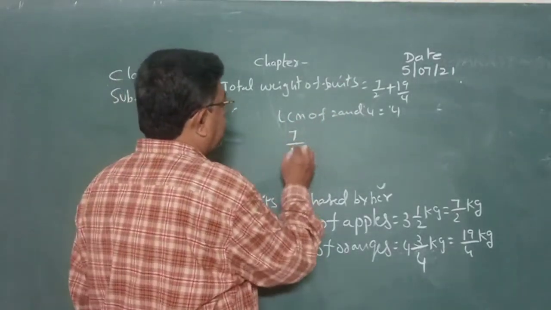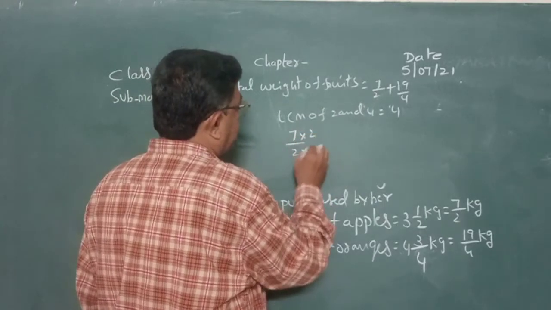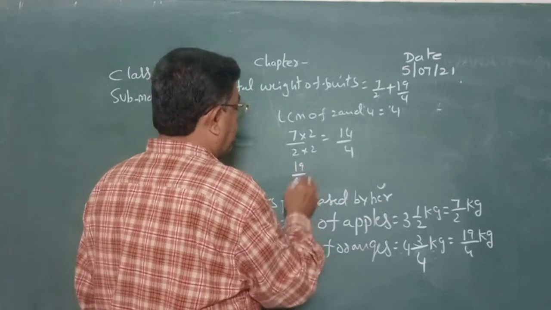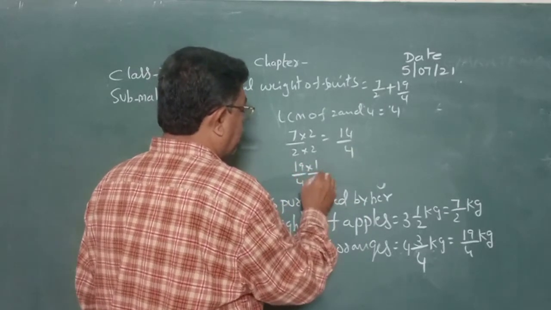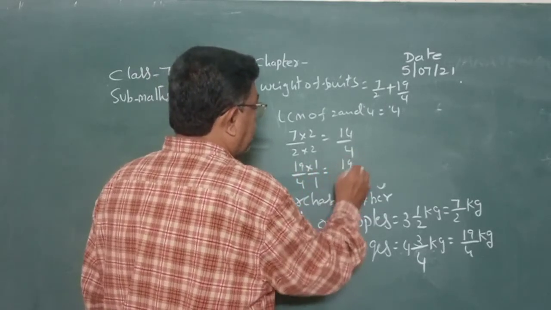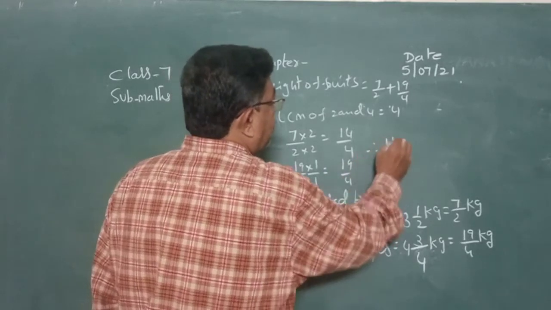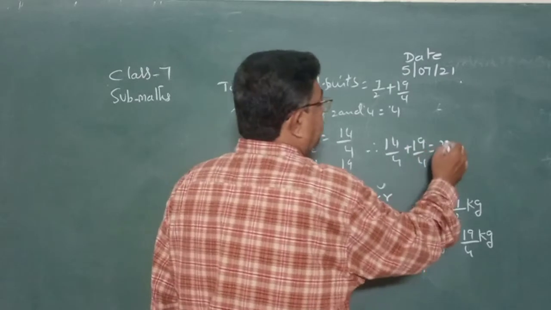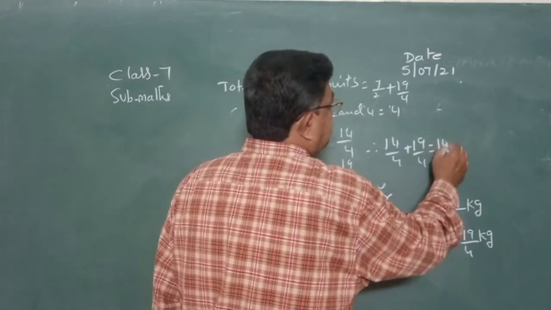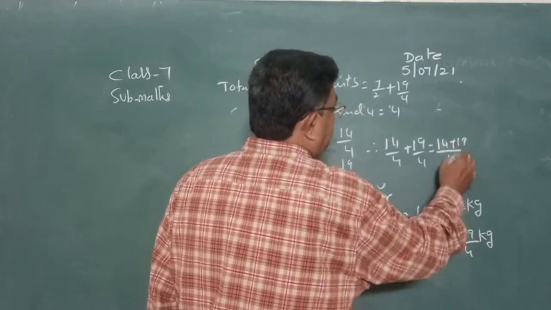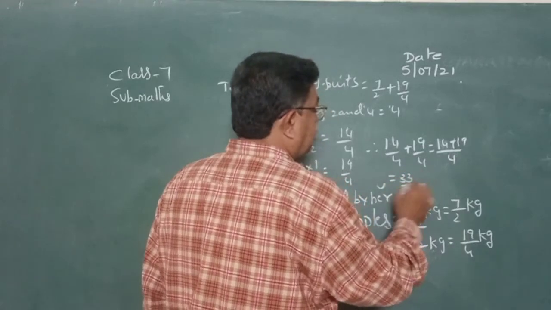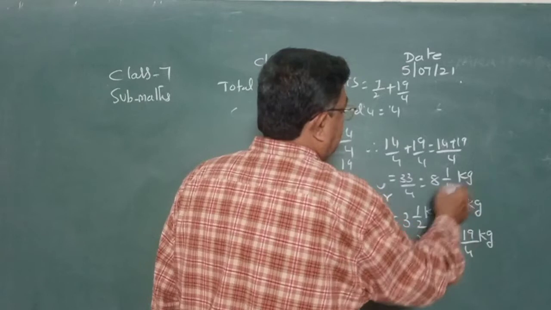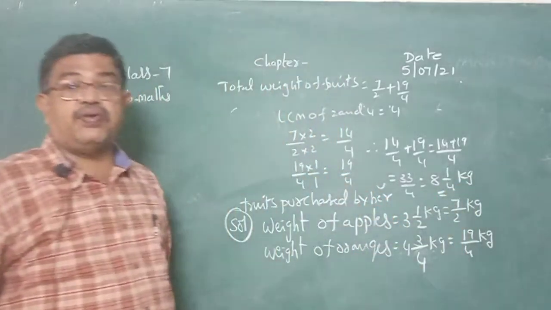So 7/2, numerator and denominator are multiplied with 2, you get 14/4. 19/4, both numerator and denominator are multiplied by 1, you get 19/4. Therefore 14/4 plus 19/4 is equal to 33/4. 14 plus 19 you have to add, over 4. You get 33/4 is equal to 8 1/4 kgs. That is the total weight of the fruits.